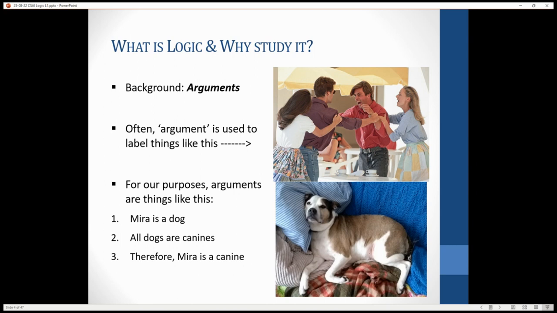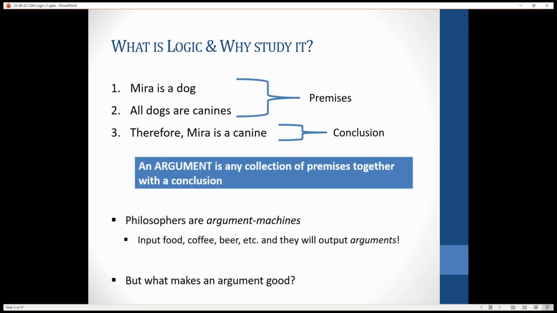So here's my beautiful dog, Mira, looking very much like she wants me to draw her like one of my French girls, right? So here's an argument. Mira's a dog. All dogs are canines, therefore Mira is a canine. Cool. Not a terribly informative argument, but we can already get something out of this initial structure. We basically have some premises, 1 and 2, which are supposed to be something like reasons or motivations for accepting 3, the conclusion.